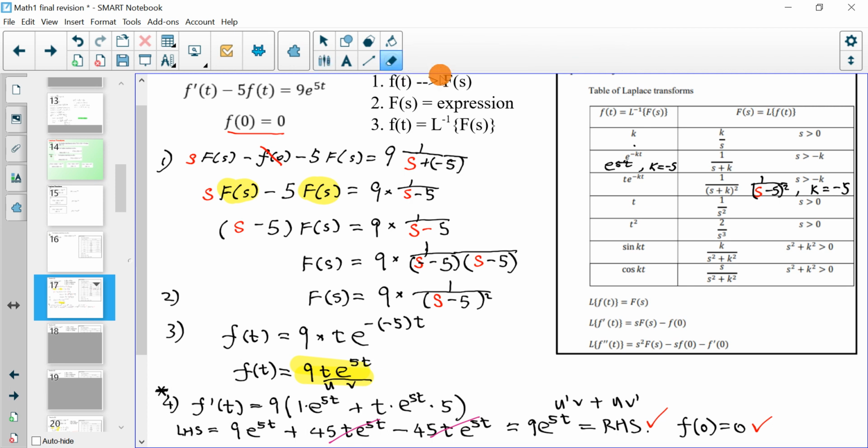So the only step you would have needed is up to before this red line.